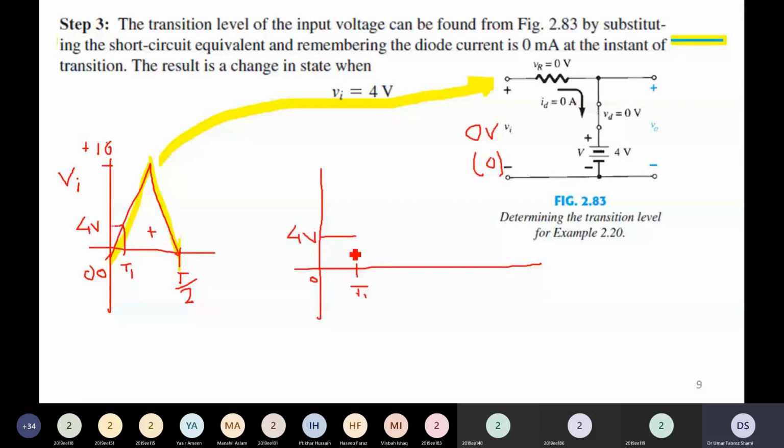Okay. Now we will study what will happen when input voltage rises from T1 up to time T2. T2 वो time है when the input voltage reaches its maximum of positive 16 volts. So if we look back to our original circuit over here, थोड़ा सा मैं erase कर दूं.